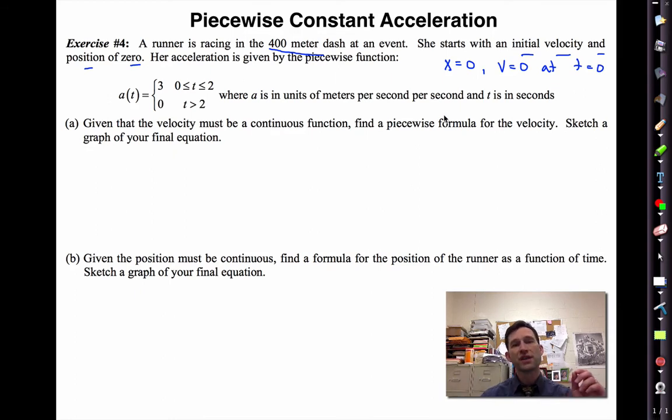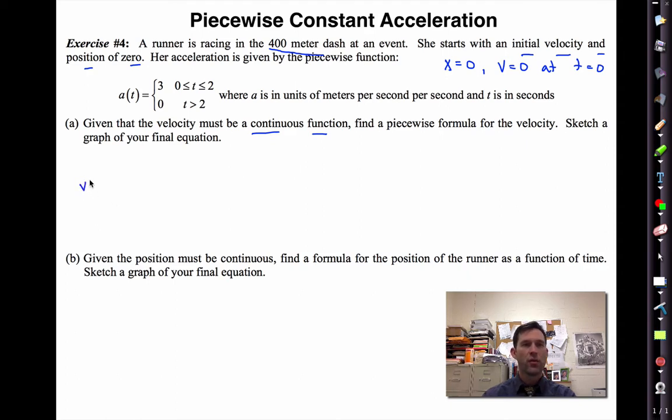Her acceleration is given by this piecewise function. So let's say for the first 2 seconds, she's accelerating at 3 meters per second squared, and after 2 seconds, her acceleration is 0. It doesn't mean she's slowing down, folks. It actually means the velocity is not changing at all. That makes sense. That's the way runners oftentimes run. Given that velocity must be a continuous function, I'll explain why that's important. Find a piecewise formula for velocity, sketch a graph of your final equation.